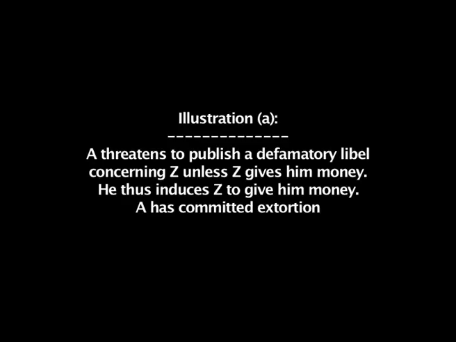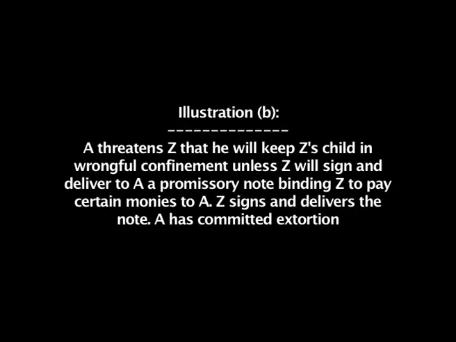A threatens to publish a defamatory libel concerning Z unless Z gives him money. He thus induces Z to give him money. A has committed extortion. B: A threatens Z that he will keep Z's child in wrongful confinement unless Z will sign and deliver to A a promissory note binding Z to pay certain monies to A.